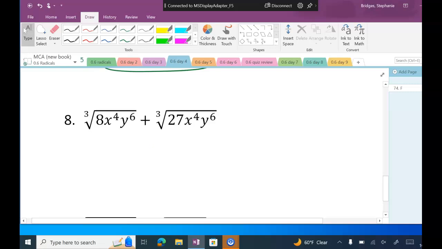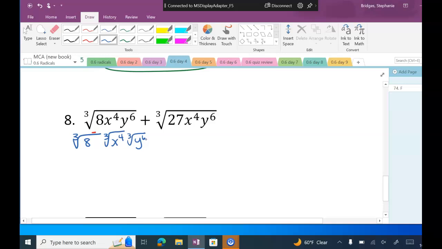And kind of like we did day before yesterday when we were doing these, we're going to just split them apart and deal with each piece individually. So we'll start with the cube root of 8, and then we'll do the cube root of x to the 4th, and we will do the cube root of y to the 6th.